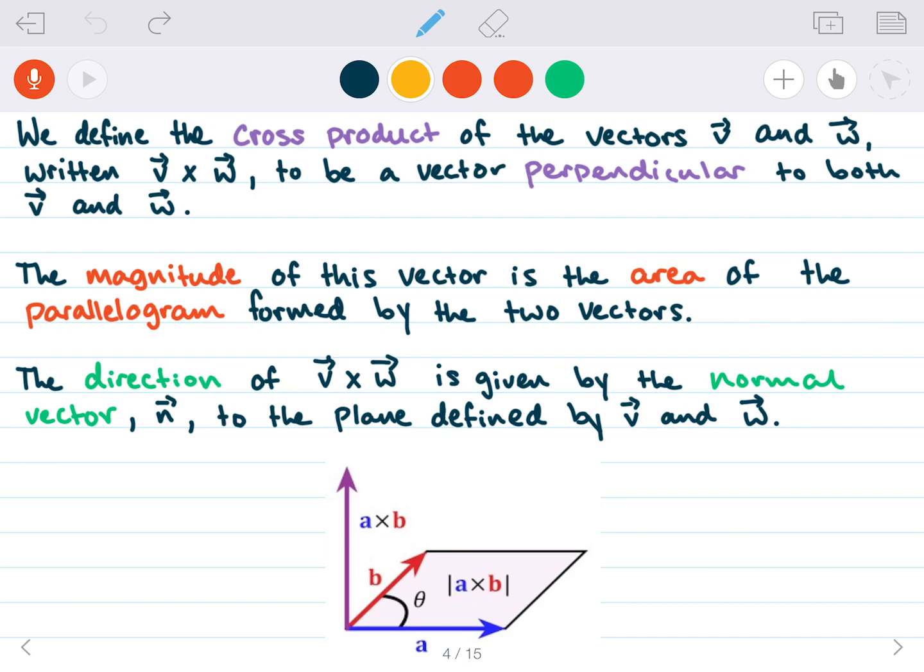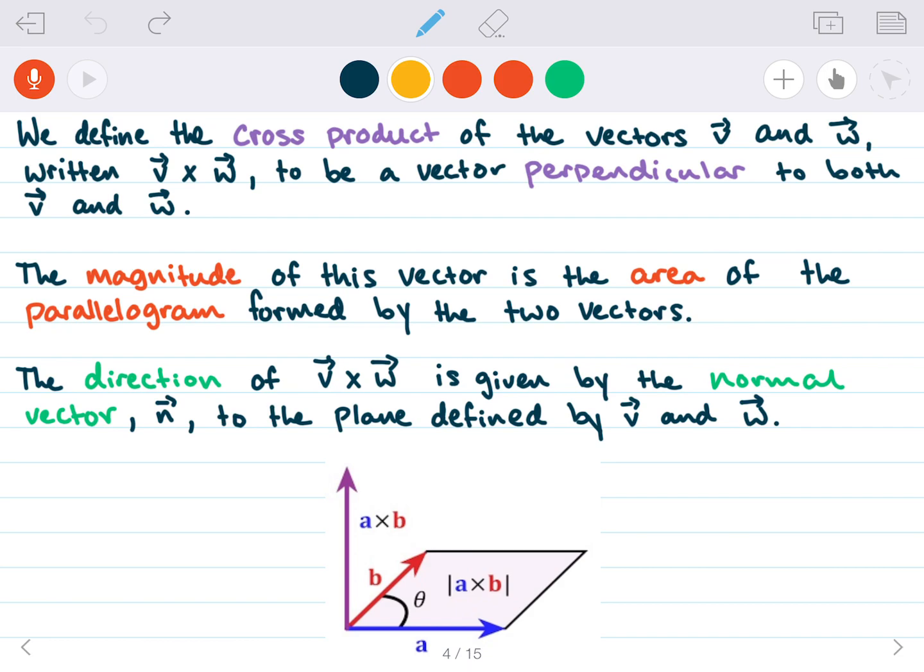Okay, so we define the cross product of two vectors, v and w, written v cross w, to be a vector perpendicular to both vectors v and w. The magnitude of this vector is the area of the parallelogram formed by the vectors, and the direction of this vector is given by the normal vector n to the plane defined by v and w.